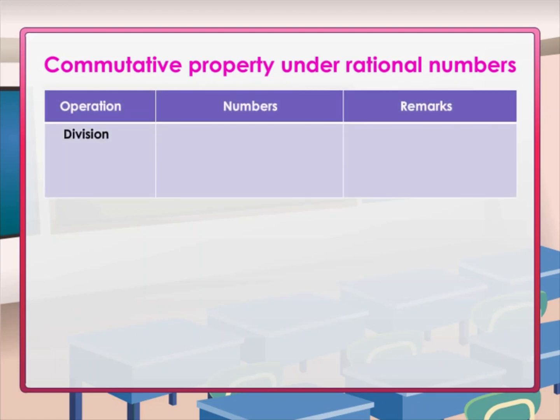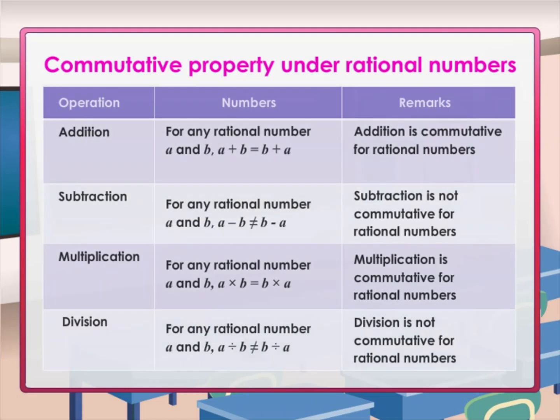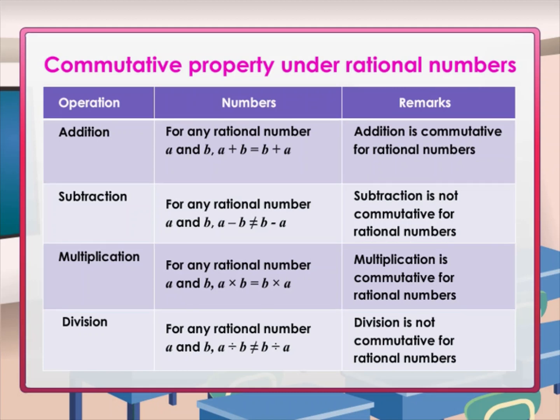Here we divide the rational number minus 1 by 3 divided by 2 by 5. We get minus 5 by 6. If we divide 2 by 5 divided by minus 1 by 3, we get minus 6 by 5. Division is not commutative for rational numbers. From this table, you have learned that rational numbers are commutative under addition and multiplication, but not under subtraction and division.